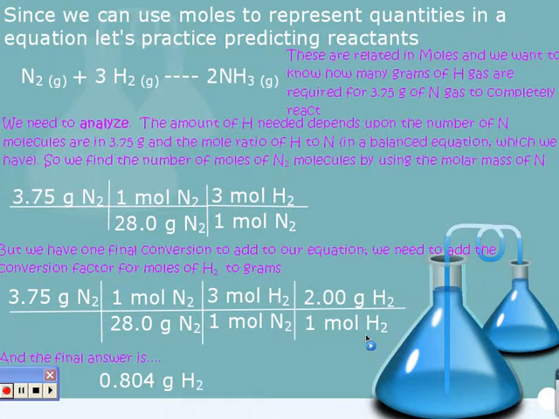0.804 grams of hydrogen. Because all we did was to take 3.75 times 1 times 3 times 2 and divide that whole thing by the quantity of 28 times 1 times 1.